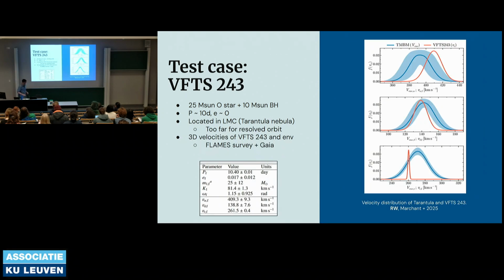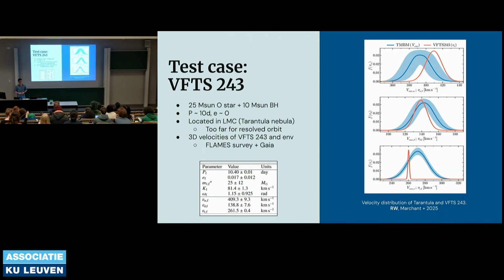For this particular case, as I mentioned, we have 3D velocities for both the system and its environment from the FLAMES survey and Gaia. So here we show the velocity distribution of both the Tarantula Nebula, this is the TMBM, in blue, and the system itself in orange. And you can see that we can constrain both of these independently. And in all cases, the system velocity, even though it's quite a bit tighter, particularly for the radial direction, is more or less consistent with the environment.